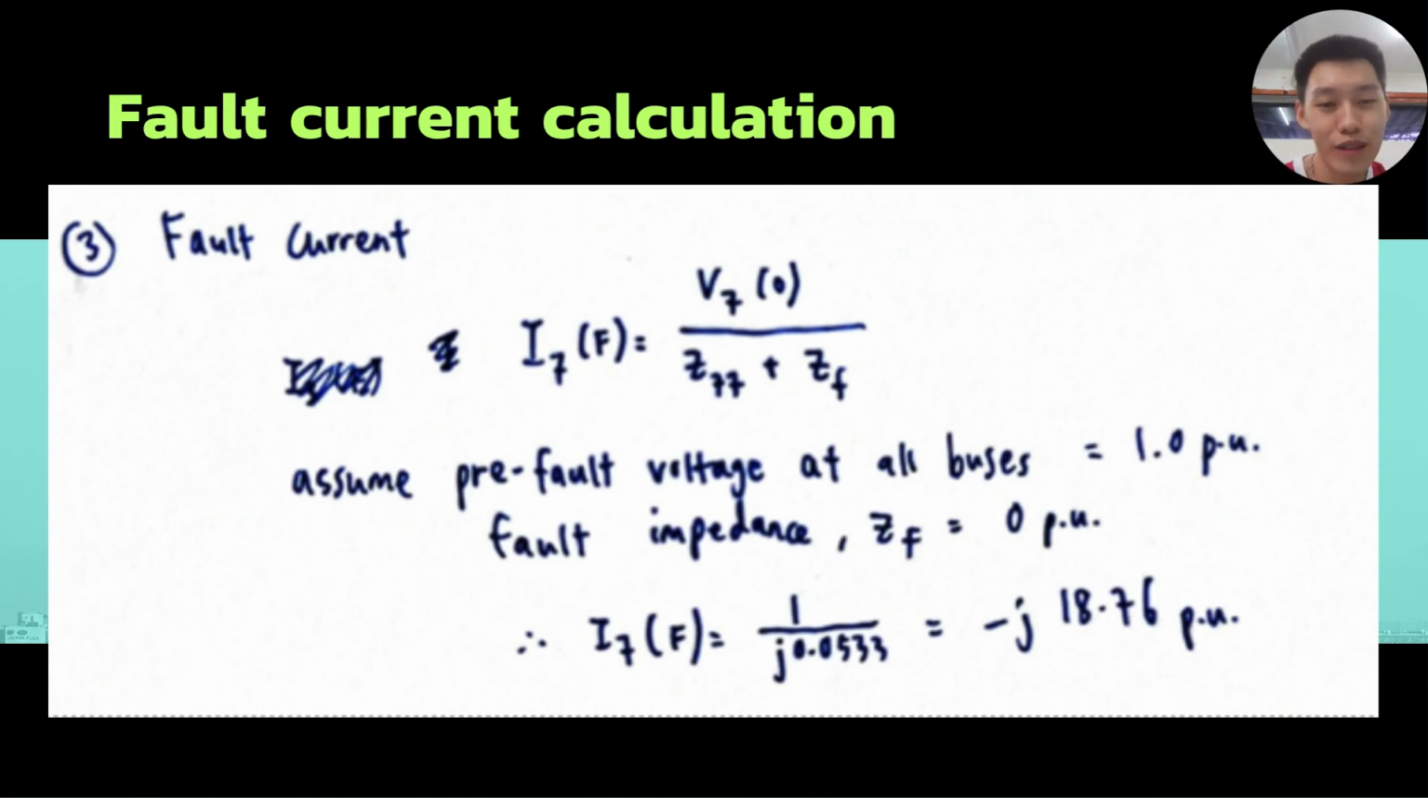After obtaining the bus impedance matrix Z from Y, the next step will be calculating the fault current. By assuming the pre-fault voltage at all buses is 1 per unit, and also the fault impedance is 0 per unit, the fault current at bus 7 is calculated using the formula, and the result obtained is negative 18.76j per unit.